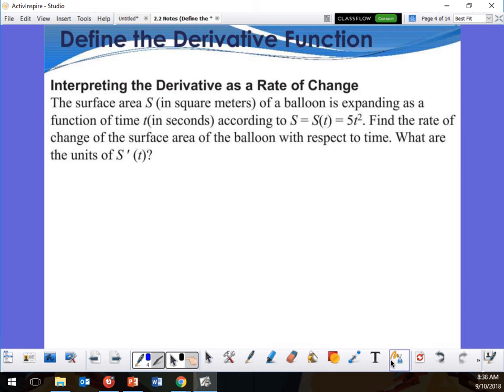All right, so the surface area S in square meters of a balloon expanding as a function of time in seconds is given by S of t equals 5t squared. Find the rate of change of the surface area of the balloon with respect to time. So let's do the whole thing again. Let's hope you paid attention.